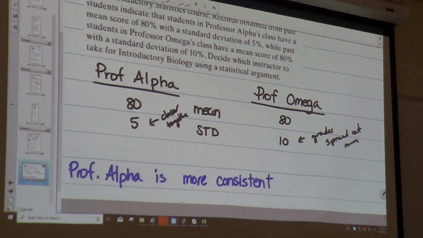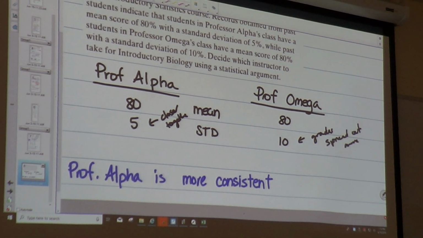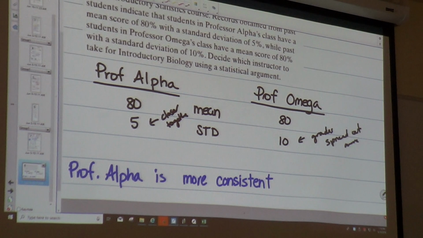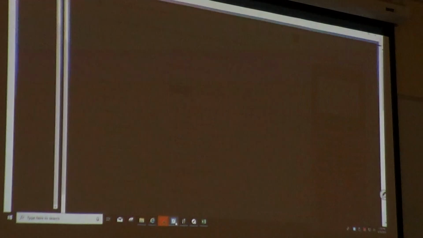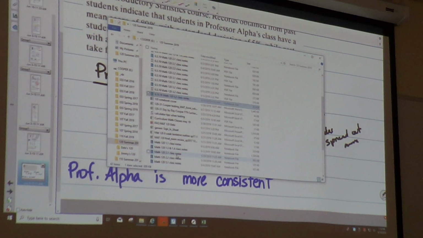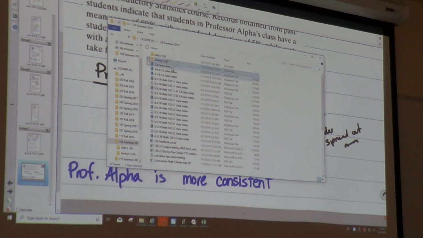All right, that was a long section. Okay, let me save. This next section is not that bad. Let me pull up the next section, 3.3.